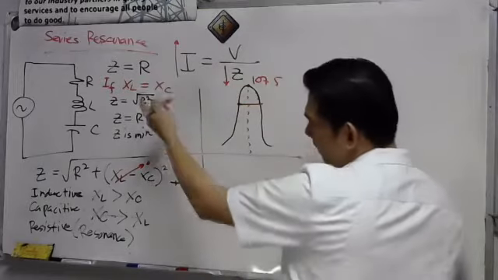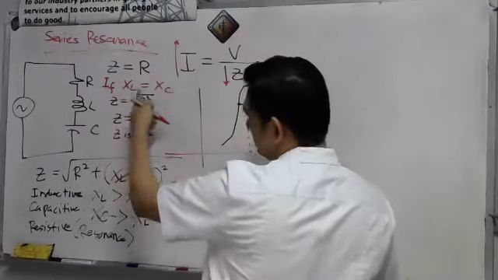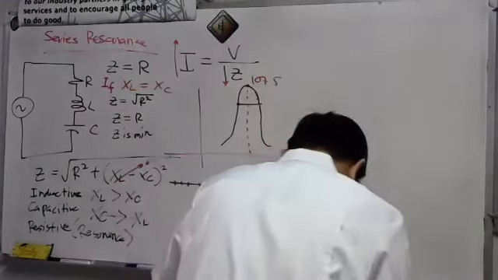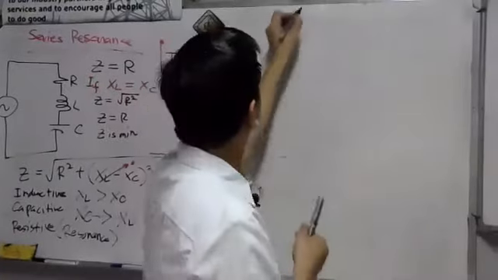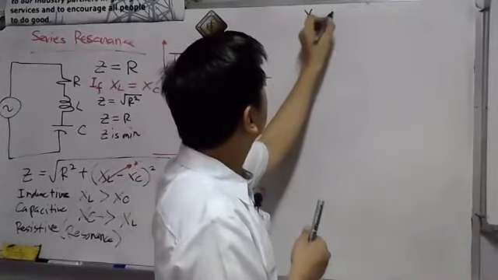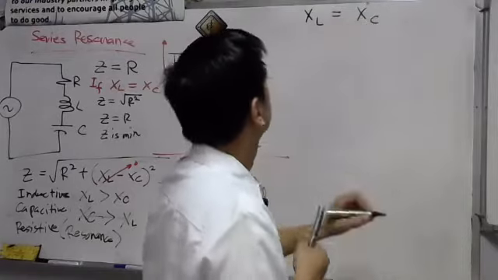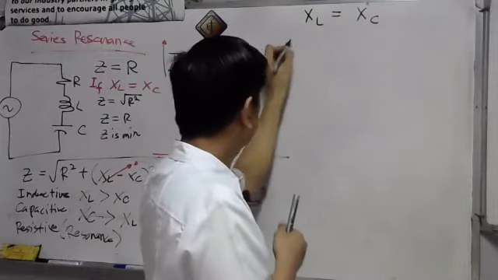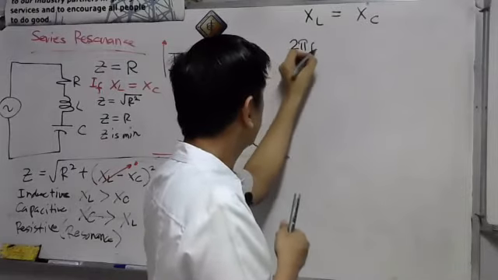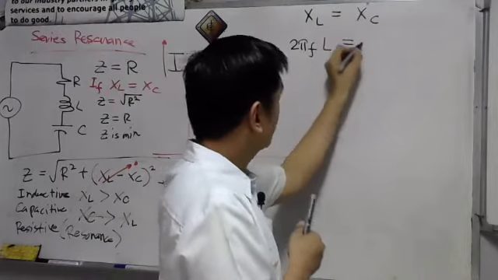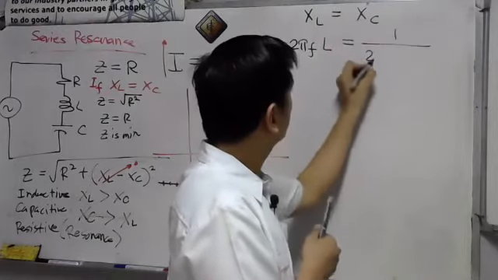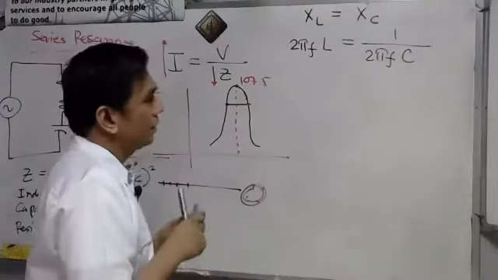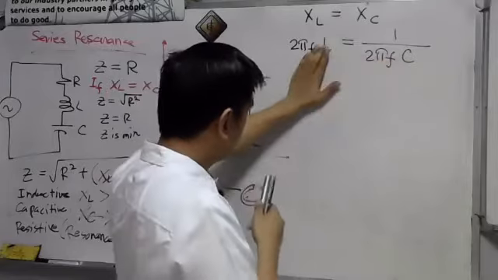So sabi natin, if X sub L is equal to X sub C. What is our X sub L? Our X sub L is equal to 2 pi FL. So what is our X sub C equal to? 1 over 2 pi FC. Okay? So, let us cross multiply this equation in this equation.